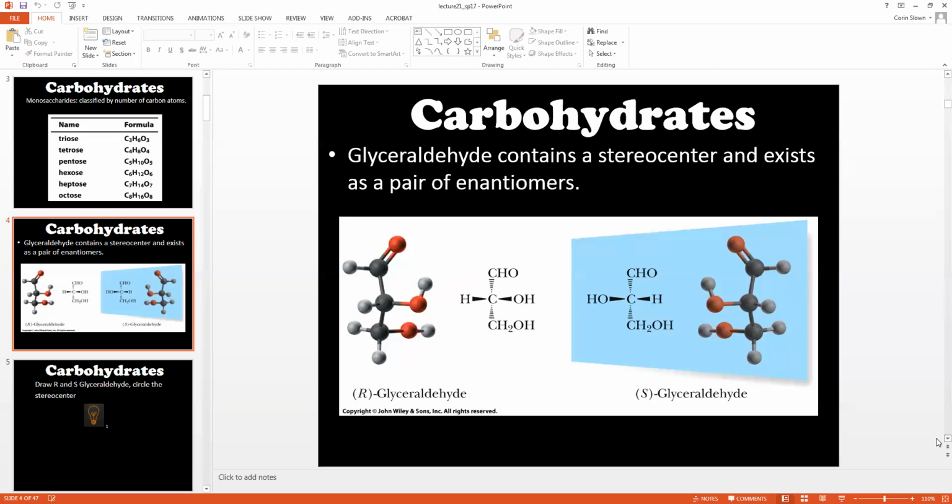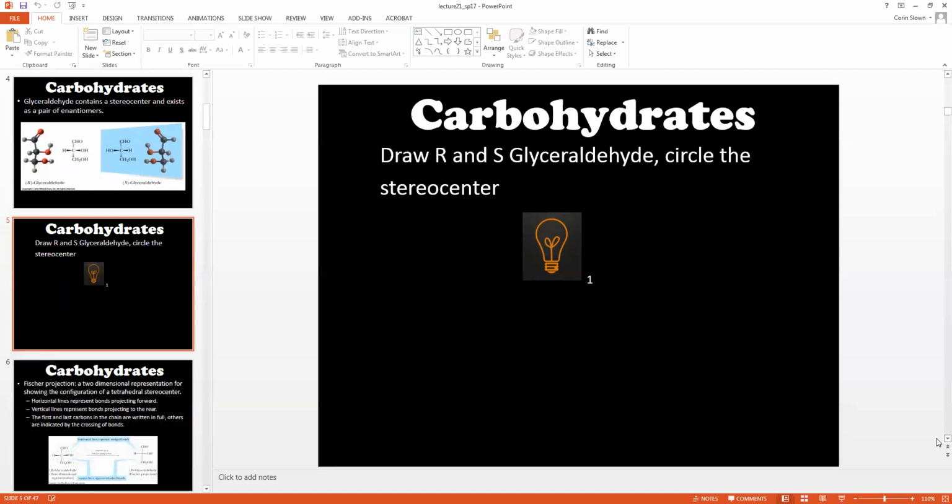So I want you to take a moment and draw R and S glyceraldehyde. So think about the fact that it is C3, and draw what that molecule looks like, and then assign R and S as the stereocenter. Again, if you need time, pause, and then resume when you're ready to go.